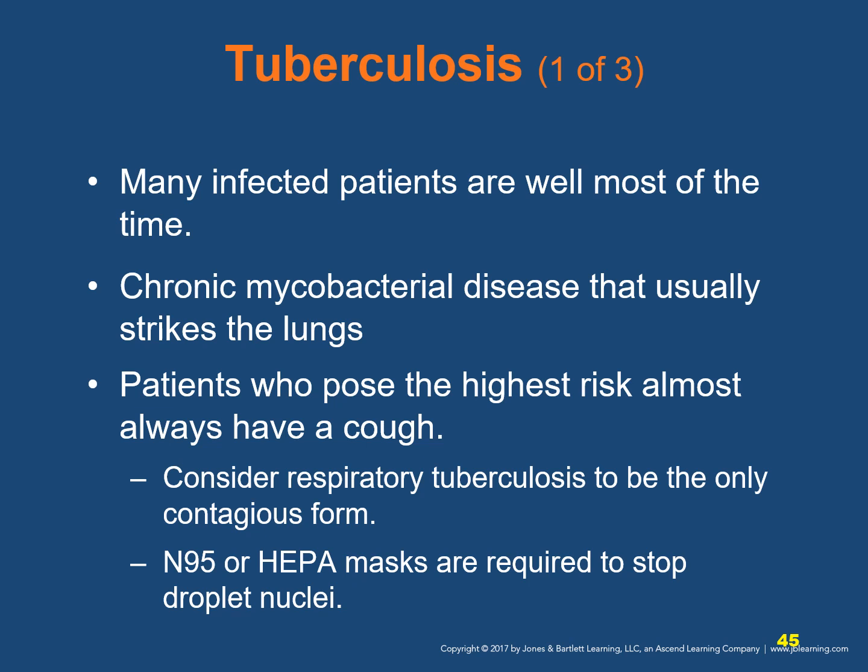Patients who pose the highest risk almost always have a cough. Consider respiratory tuberculosis to be the only contagious form because it is the only one that is spread by airborne transmission. Droplet nuclei, the remnants of the droplets produced by coughing after the excess water has evaporated. N95 or HEPA masks are required to stop droplet nuclei.